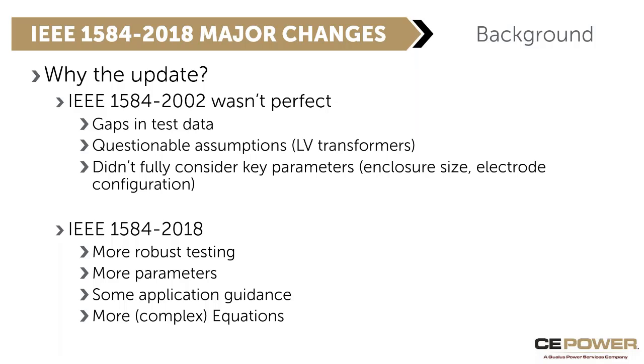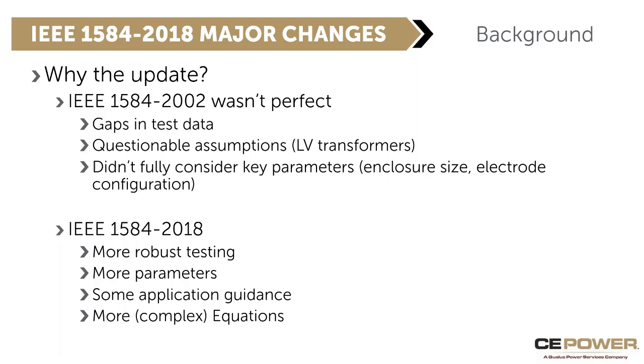Well, they noticed the 2002 one maybe wasn't perfect. It was a good first effort, right? They had 300 test points. But maybe that wasn't enough. Maybe they didn't look at the full range of voltage and fault currents and have enough data points on that. They had some assumptions that maybe weren't the best to have in that model, specifically the low volt transformer exception. That's kind of a big change from the 2002 to the 2018. That went away in the 2018 one. It's no longer in there.